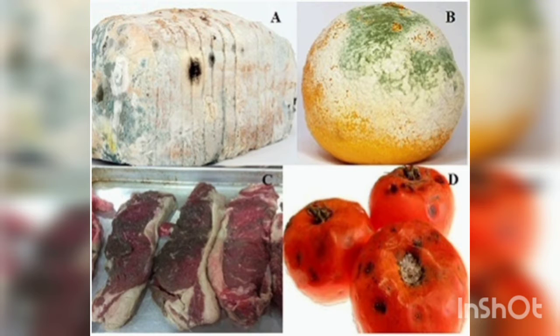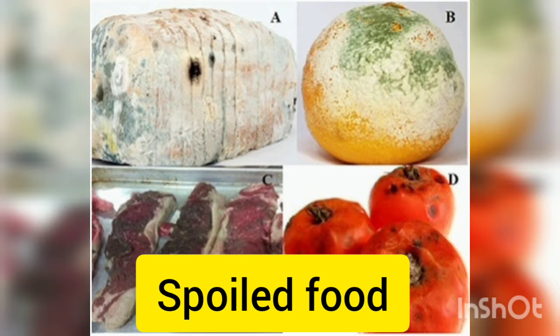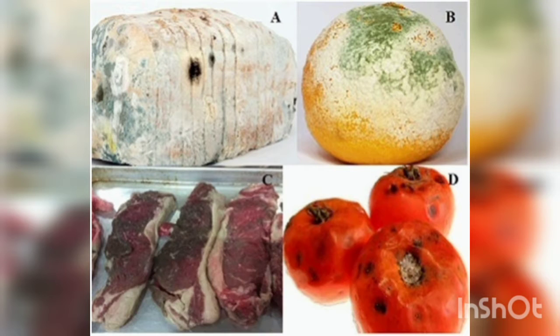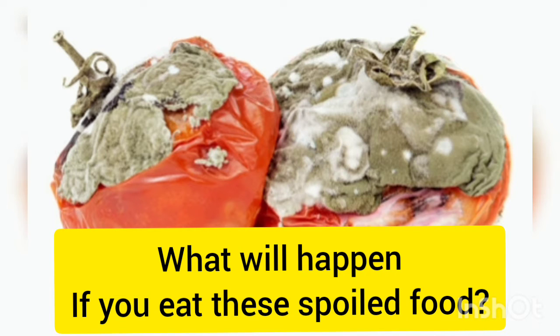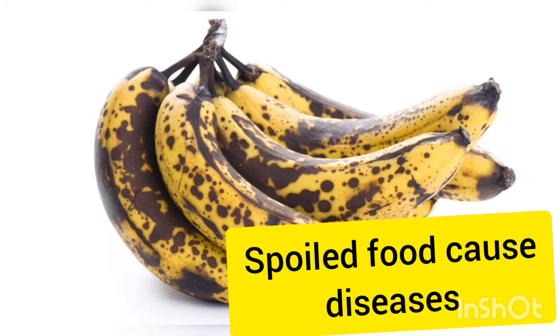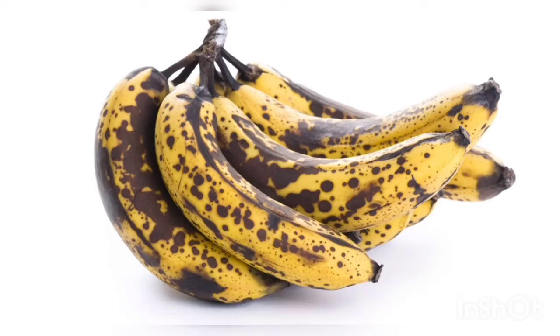Students, look at these pictures. In these pictures, all the foods are spoiled because the food is not preserved properly, means not maintained properly, so it gets spoiled. So what will happen if you eat this kind of spoiled food? Yeah, very good. The spoiled food causes a lot of diseases. So now let us learn about the spoilage of food.